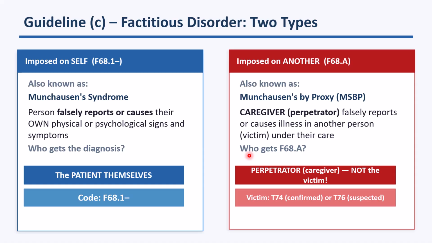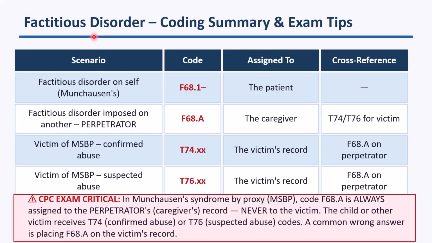Code F68.A, that is factitious disorder imposed on another, goes on the perpetrator's record, the caregiver, not the victim. So for the victim's record, you see codes from category T74 if the abuse is confirmed or T76 if it is suspected. The perpetrator gets F68.A, victims get T74 or T76. Never swap those. Let's run through the coding summary table on the screen so you have the full picture.